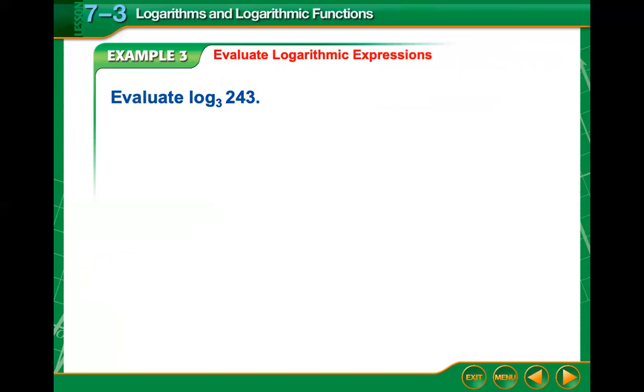Next, we're going to go ahead and evaluate. So they just give you this and they want to know what the value is. This would also be useful when we're trying to plot points on a graph, that you would need to do this.